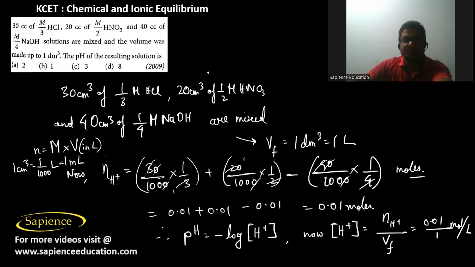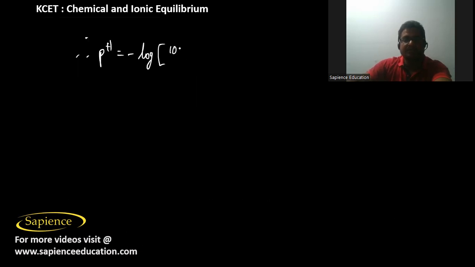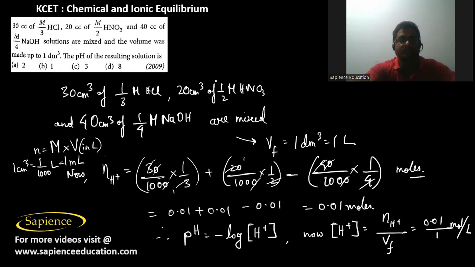So therefore, the pH value will be equal to minus log of the concentration of H plus, which is 10 power minus 2. So which will be equal to 2. So the pH is equal to 2. So option A is the correct answer.